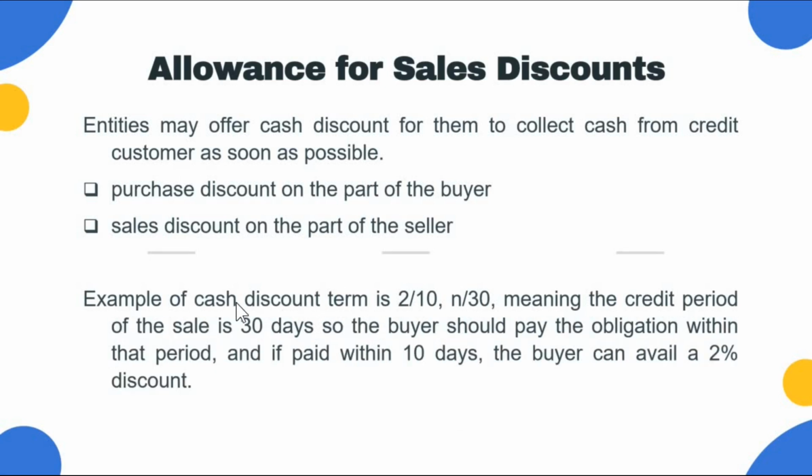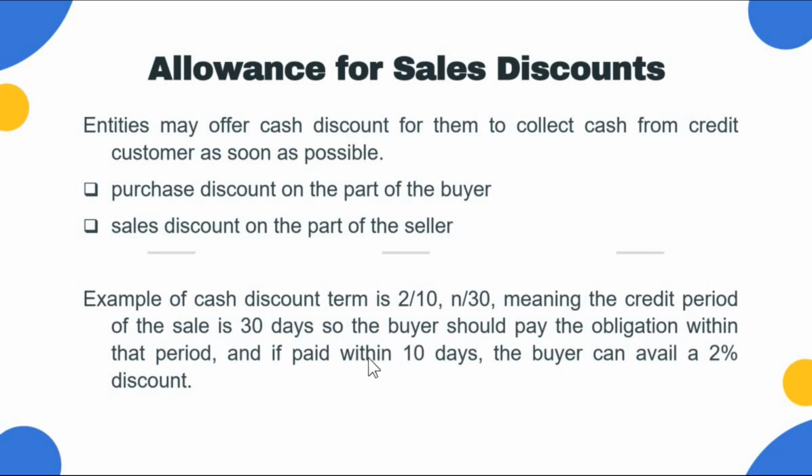So we have an example here of how cash discount is being expressed. So pwede siyang 2, 10, and 30. So this means that the credit period of the sale is 30 days. So the buyer should pay the obligation within that period. If paid within 10 days, the buyer can avail a 2% discount. So that's how the discount term is being expressed.